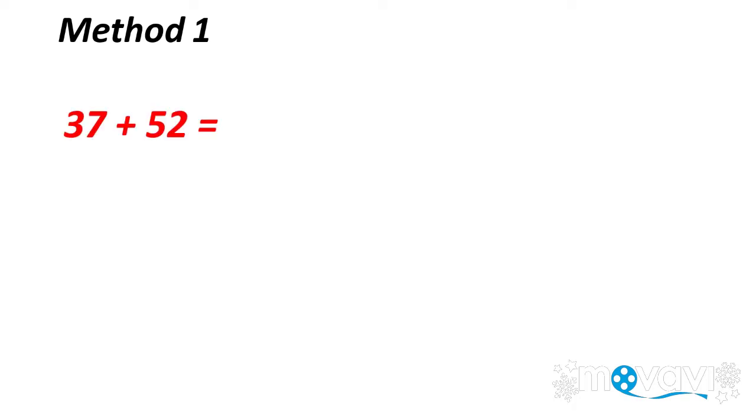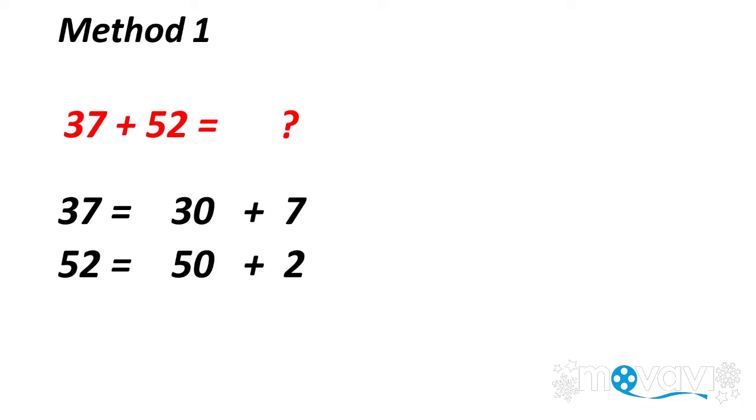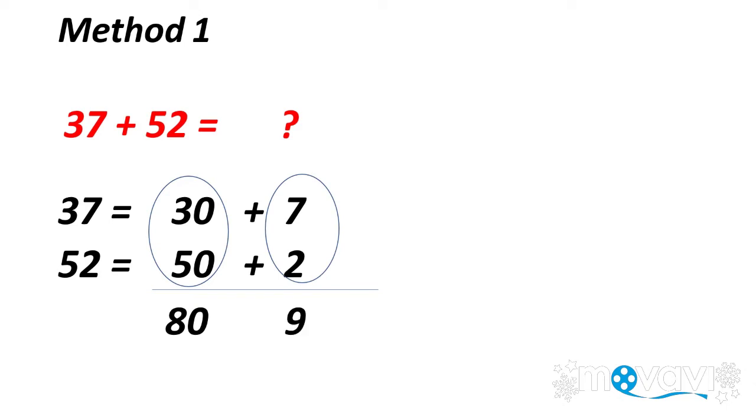Method 1. 37 plus 52 equals, let's see how we can find this out. 37 equals 30 plus 7. 52 equals 50 plus 2. 30 plus 50 equals 80. 7 plus 2 equals 9. 80 plus 9, answer is 89.